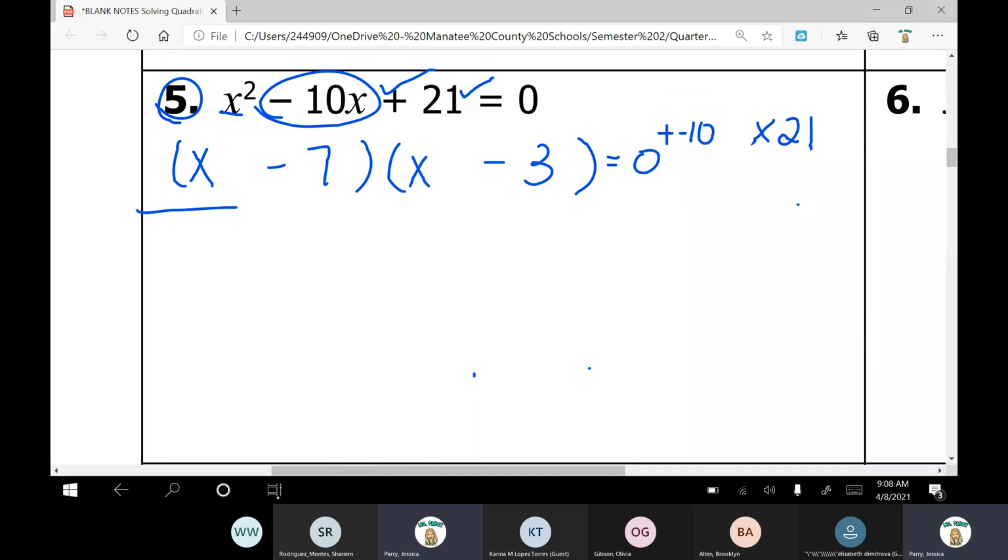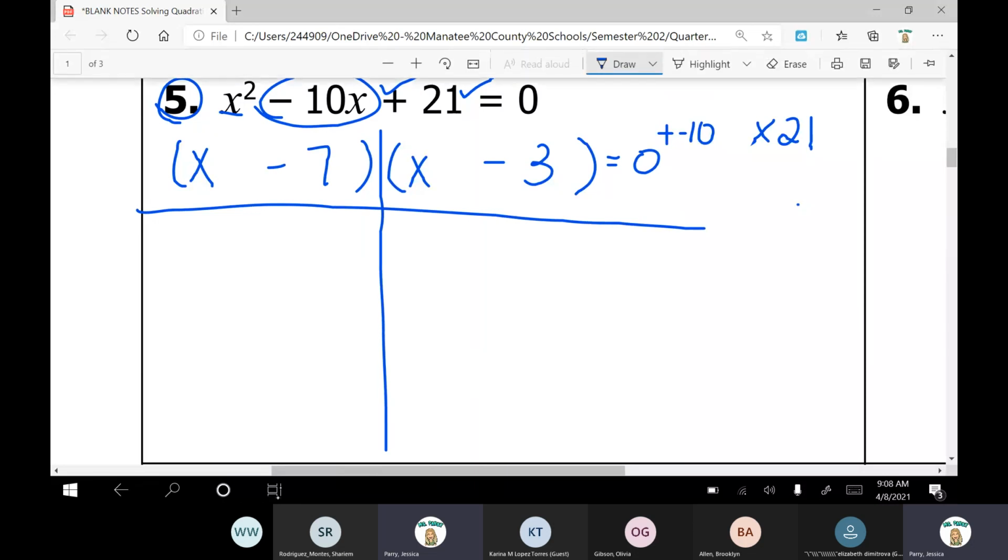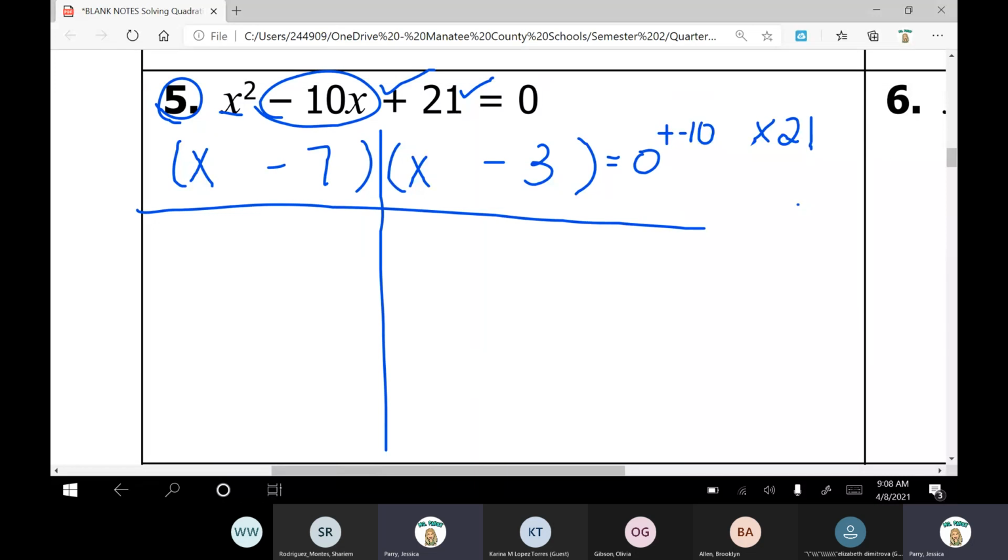And I'm going to draw this little chart. This just helps me stay organized. It's just a visual thing to help us stay organized. And then we're going to go ahead and set each factor equal to 0. So I take my first set of parentheses, x minus 7, set that equal to 0. And then over here on the right, I have x minus 3 equals 0.